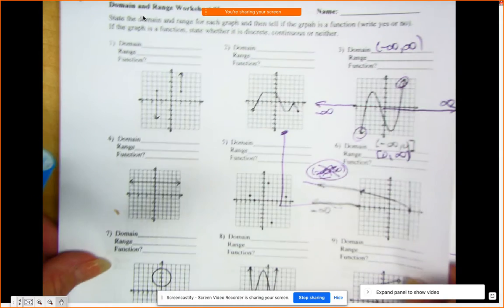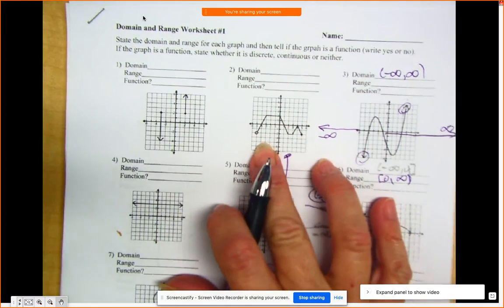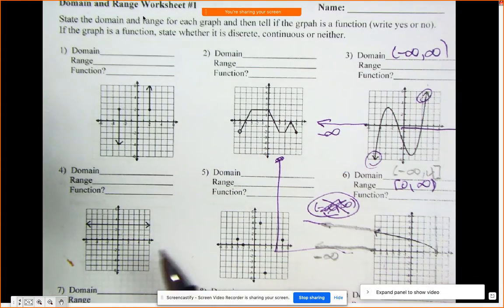On your homework, I'll look at number 2. Well, actually, I'll look at the first 3. Number 1, domain.